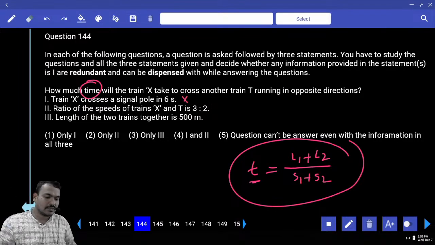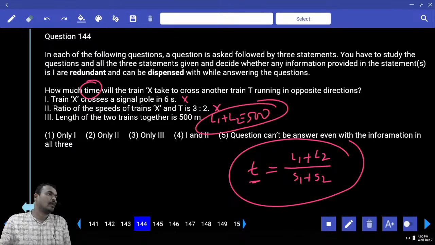Not sufficient. Second one: ratio of the speeds of train X and T is how much? 3:2. Speed ratio is given, not speed values. It is also not sufficient. Third one: length of the two trains together is how much? 500. It means L1 plus L2 is equal to 500. How many unknowns are there?